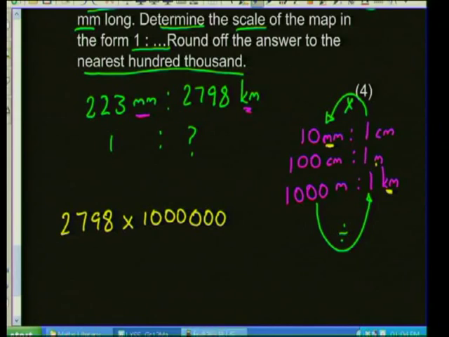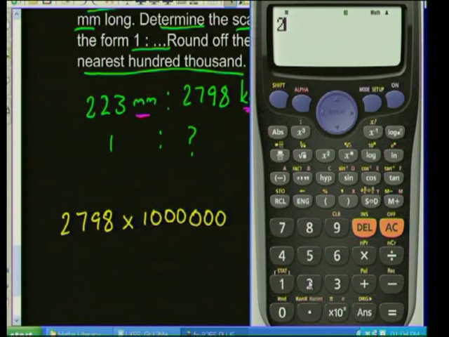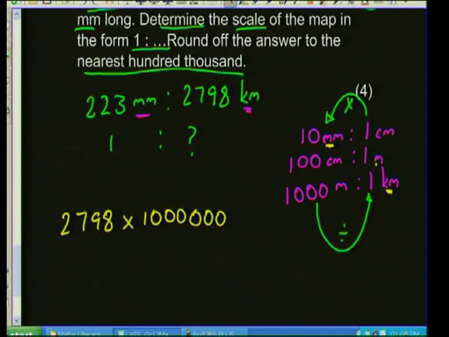So let's do this on the calculator. I'll get my calculator out. We've got 2798 times 1,000,000. And be careful when you enter big numbers on your calculator. Count: we've got 1, 2, 3, 4, 5, 6 zeros. And I've got this huge number. So I'm going to write it out.